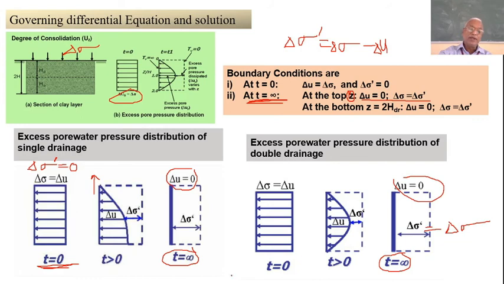So in the beginning instant, all that applied pressure will be pore water pressure. At time t equal to infinity, there is no pore water pressure left, and the applied load or applied pressure will be directly equal to effective pressure. This is what you can understand or remember. Okay.